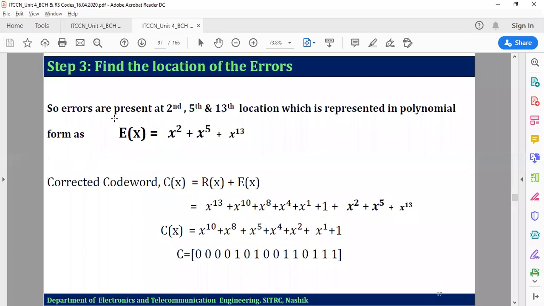So what is your error polynomial? It will be x square plus x5, sorry, x2 plus x5 plus x13. Just add this to the received polynomial. Add the received code word polynomial to the error polynomial to get the corrected code word. So what is your received code word? The received code word is x13 plus x10 plus x8 plus x4 plus x plus 1. And you will add these 3 terms to the received code word polynomial to get the corrected code word.